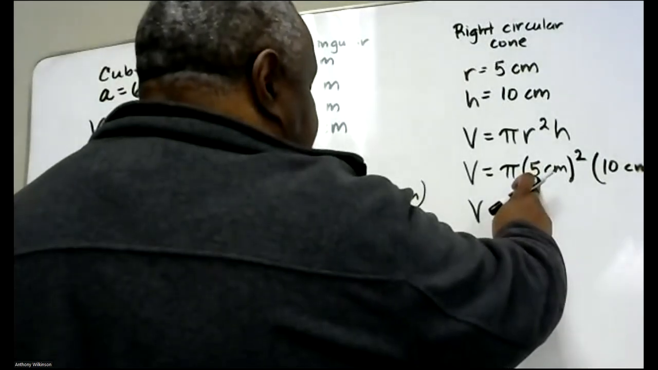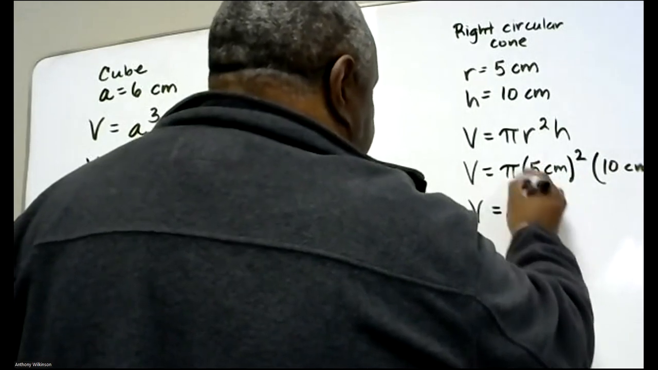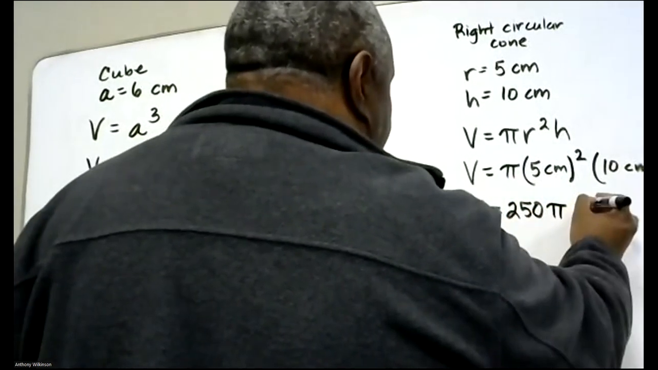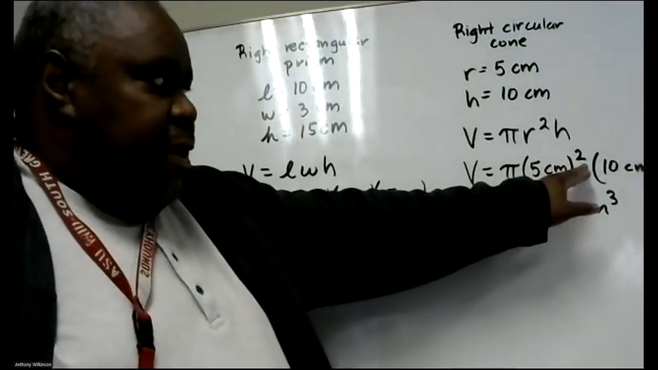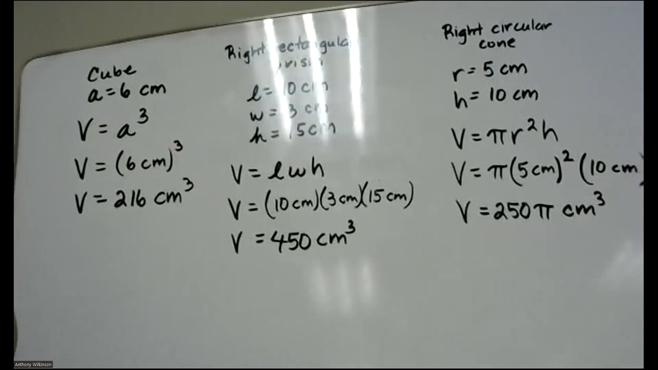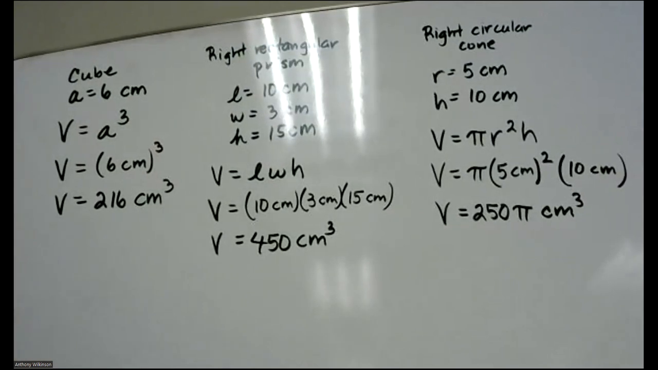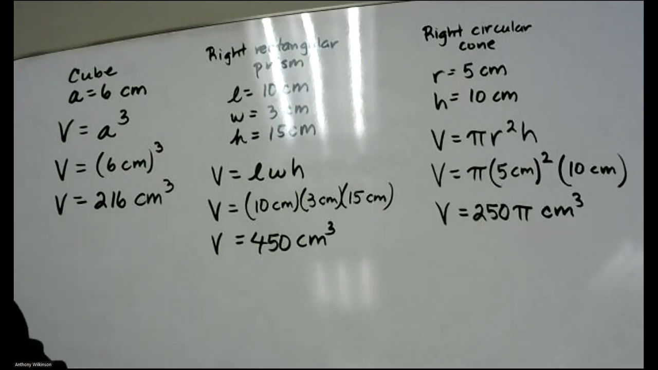So if I square the 5, that's 25. 25 times 10 would be 250. And then I'm going to bring up, 250 pi. And it's going to be in cubic centimeters, because the centimeters will be squared, and then times another centimeter will be cubic centimeters. Okay. All right, questions on example 5.